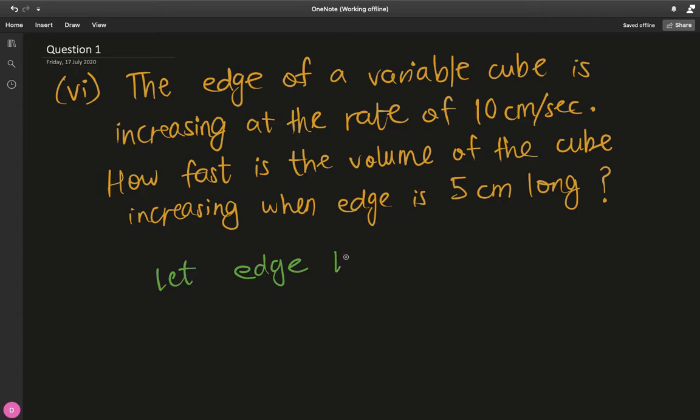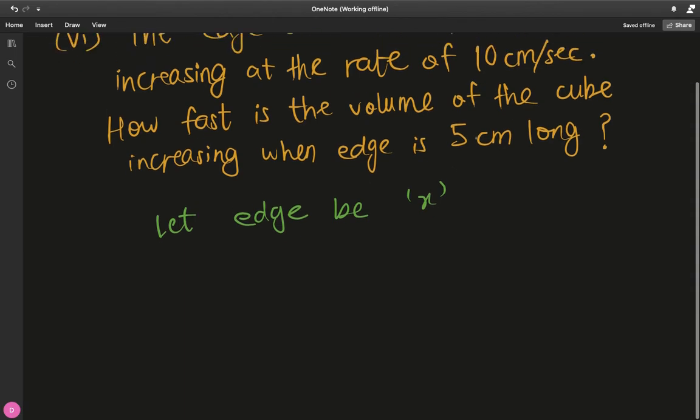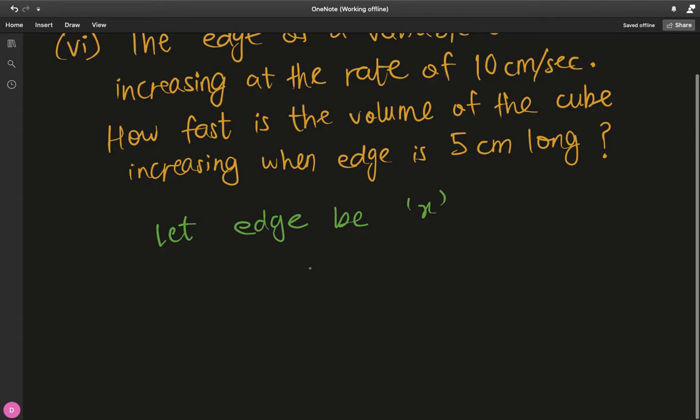edge to be x. So they're saying the edge increases at a rate of 10 centimeter per second. So it's basically hinting at derivatives. So dx over dt, and t is time. So the rate of change of edge with respect to time is given to us as a constant rate of 10 centimeter per second.